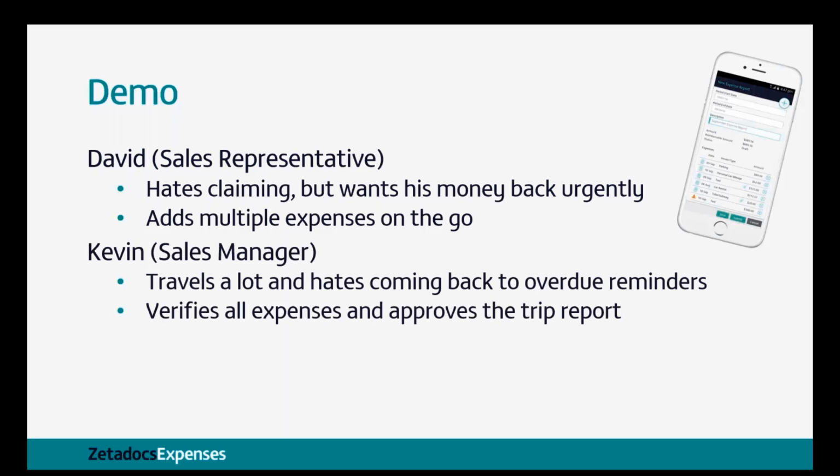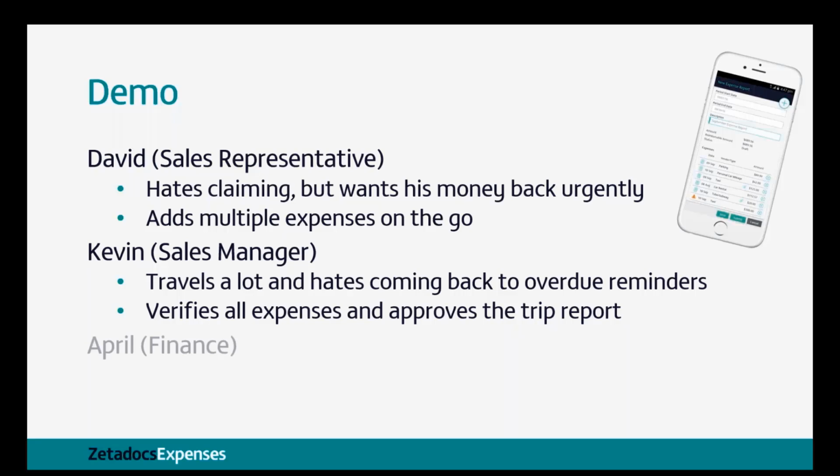The second persona is his manager, Kevin, who travels a lot, so doesn't always have access to expense claims that land on his desk. He loathes getting back to the office to find overdue approvals, and going through expenses is not exactly his favorite job in the first place. I will show you how Kevin can easily verify and approve all expense claims wherever he is.